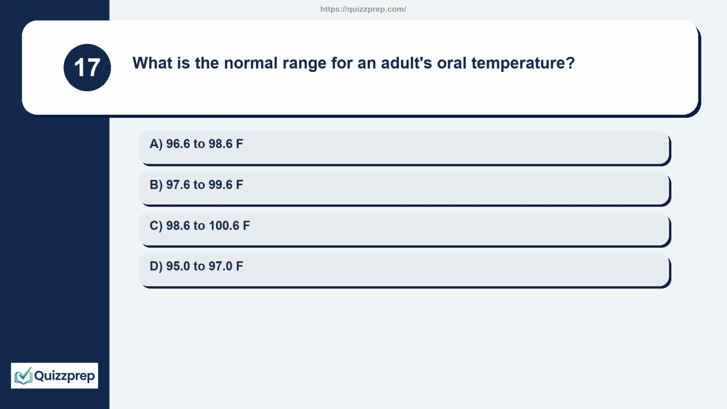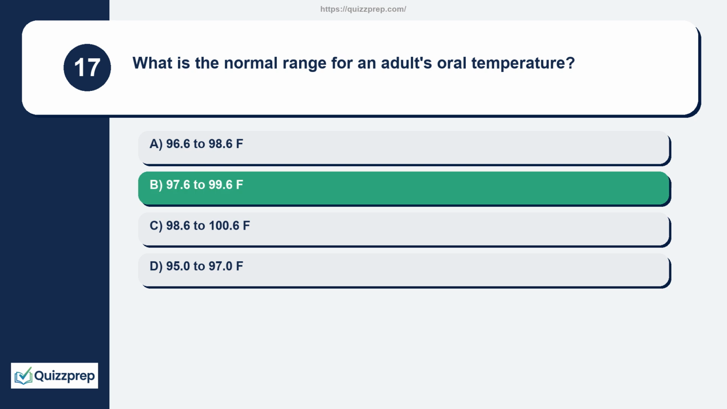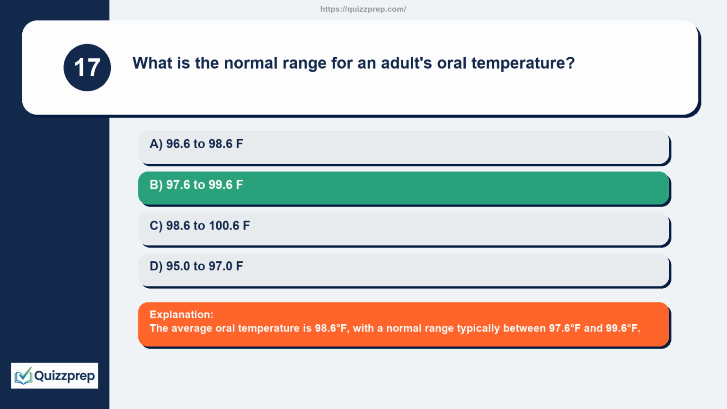Question 17. What is the normal range for an adult's oral temperature? 96.6 to 98.6 F, 97.6 to 99.6 F, 98.6 to 100.6 F, 95.0 to 97.0 F. The average oral temperature is 98.6 degrees Fahrenheit, with a normal range typically between 97.6 degrees Fahrenheit and 99.6 degrees Fahrenheit.